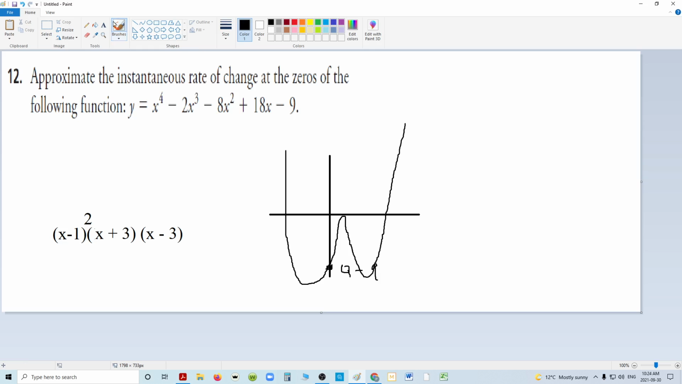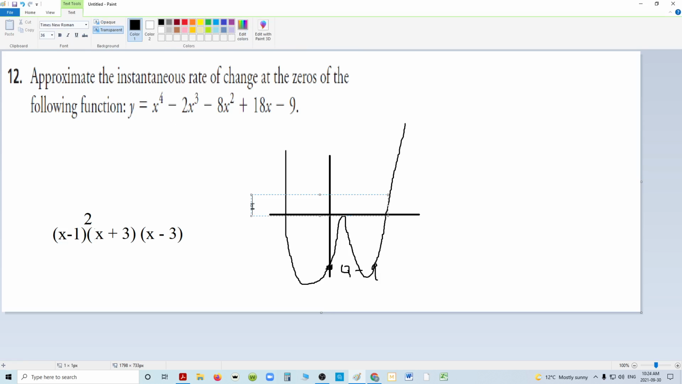So this represents minus 3, 0. This represents over here 1, 0, and it definitely bounces because it's squared. And this represents 3, 0 on the right side. As soon as I push it over, 3, 0.